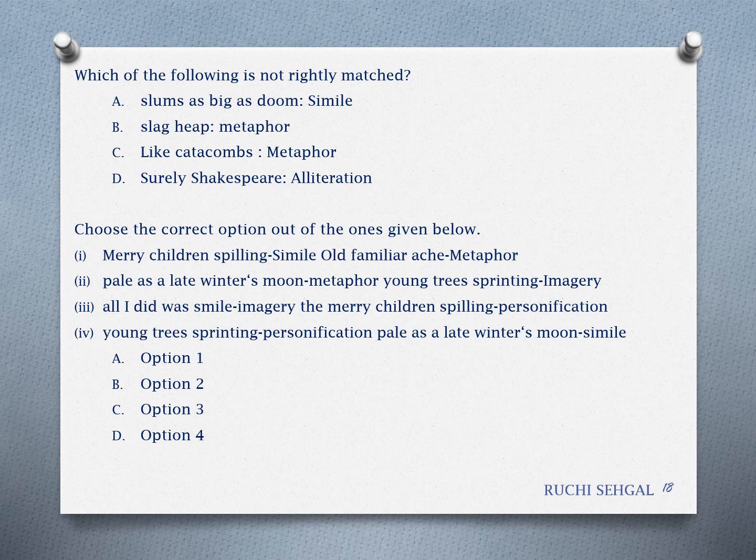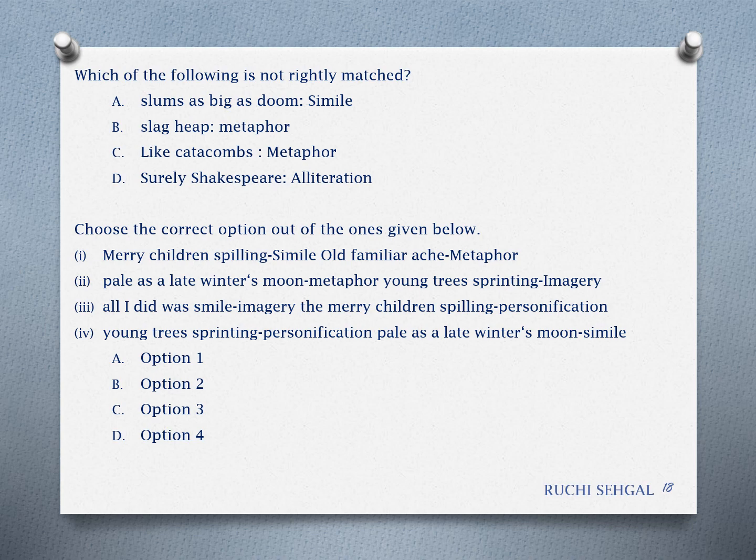Let's look at this question. Which of the following is not rightly matched? Slums as big as doom, simile; slag heap, metaphor; like catacombs, metaphor; surely Shakespeare, alliteration. So which one is not rightly matched? You have to look at the stem very carefully.